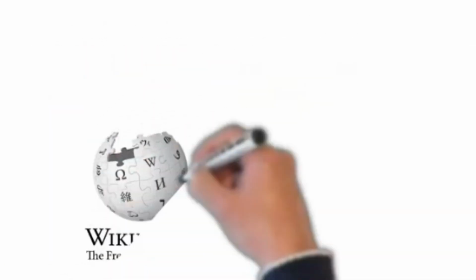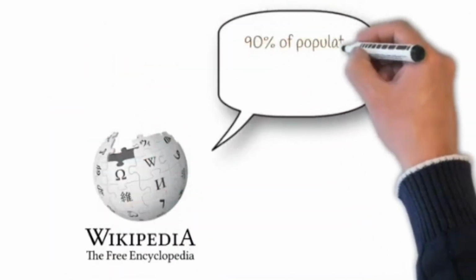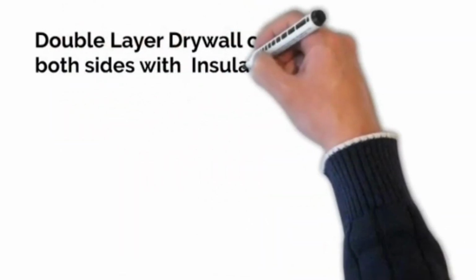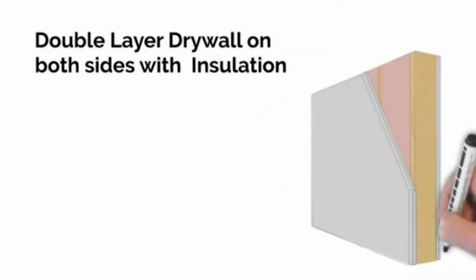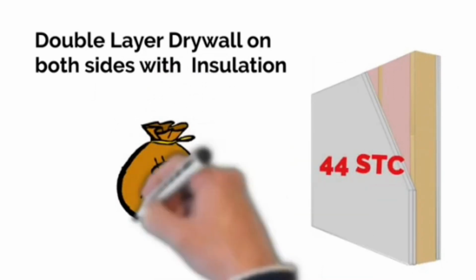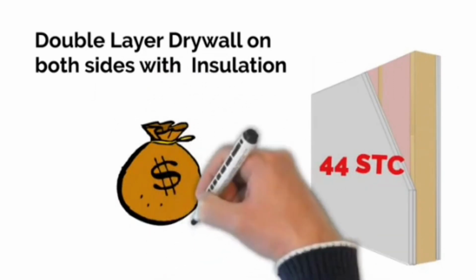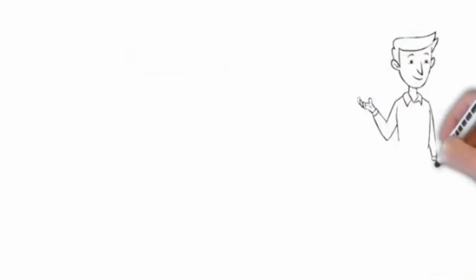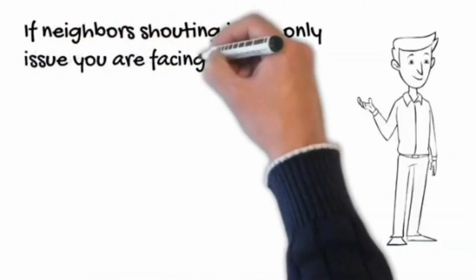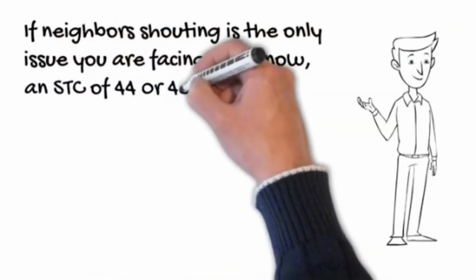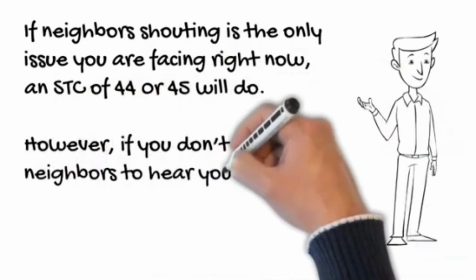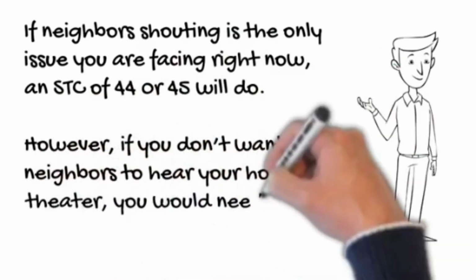As per Wikipedia, 90% of the population are happy with an STC of 45. Double-layer drywall will increase the STC to 44 and will be much cheaper than MLV. However, this will require structural changes and is not a quick solution like MLV. If neighbors shouting is the only issue you are facing right now, an STC of 45 will do. However, if you don't want the neighbors to hear your home theater, you would need to do more.